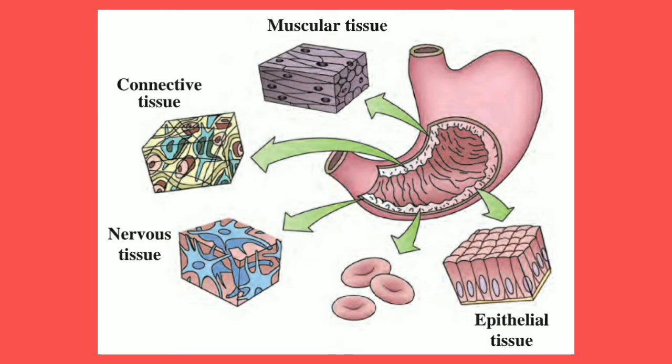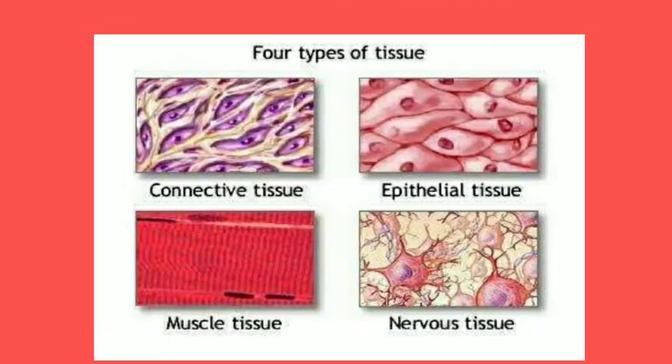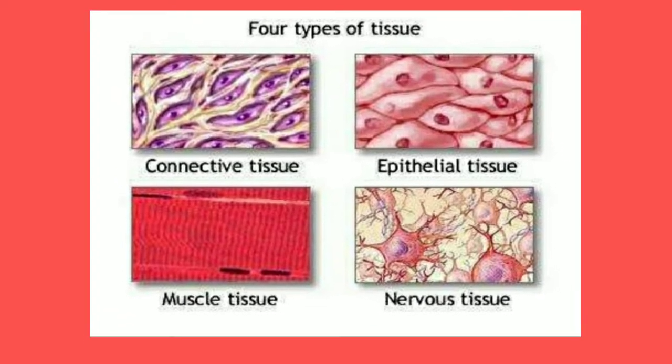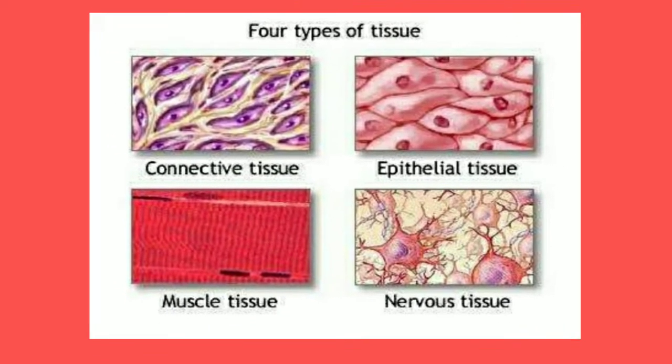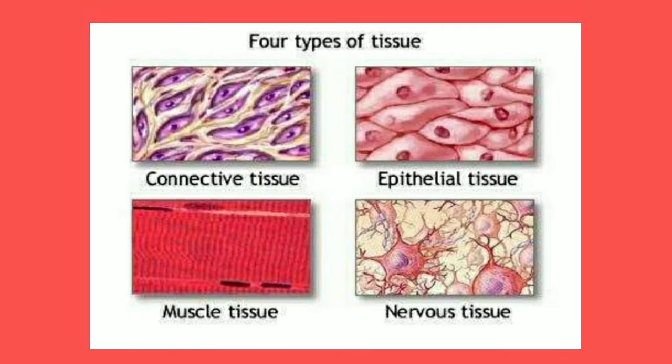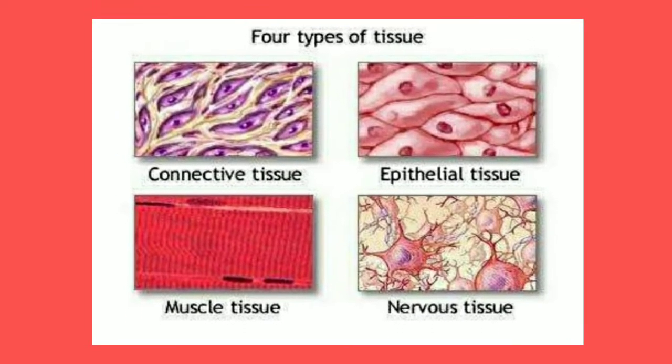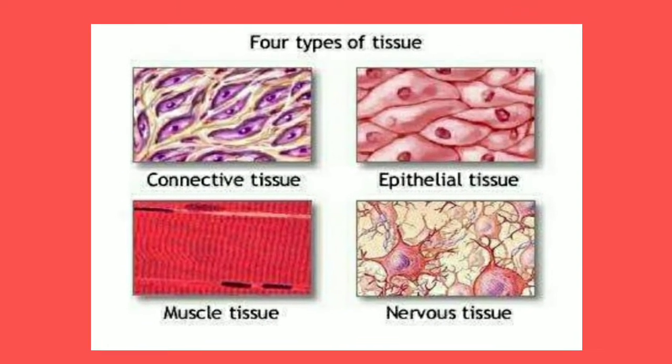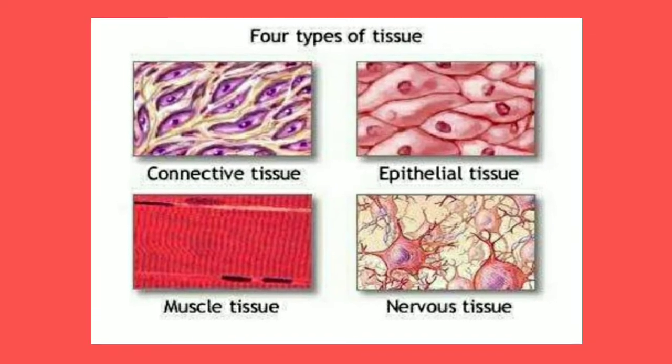Different tissues perform different functions in the organ. So, accordingly, these tissues are classified into 4 different types. So, the 4 different types of animal tissue are epithelial tissue, connective tissue, muscular tissue, and nervous tissue.